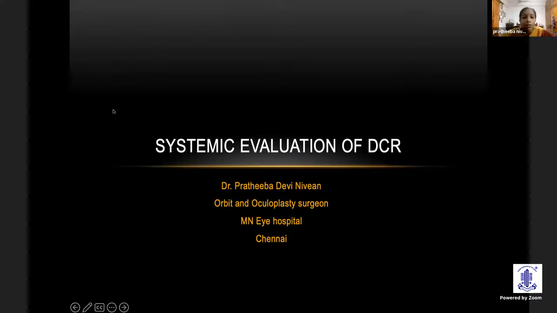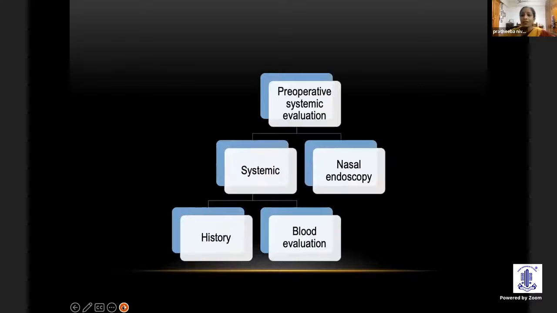So my topic is on systemic evaluation. Dr. Sonam has beautifully covered the ophthalmic evaluation of epiphora. So my topic is more simple, and it is going to be the pre-operative systemic evaluation. Systemic evaluation is mainly the systemic parameters and then the nasal endoscopy. When it comes to systemic evaluation, the detailed history is very, very important. And then doing a proper blood evaluation is mandatory.